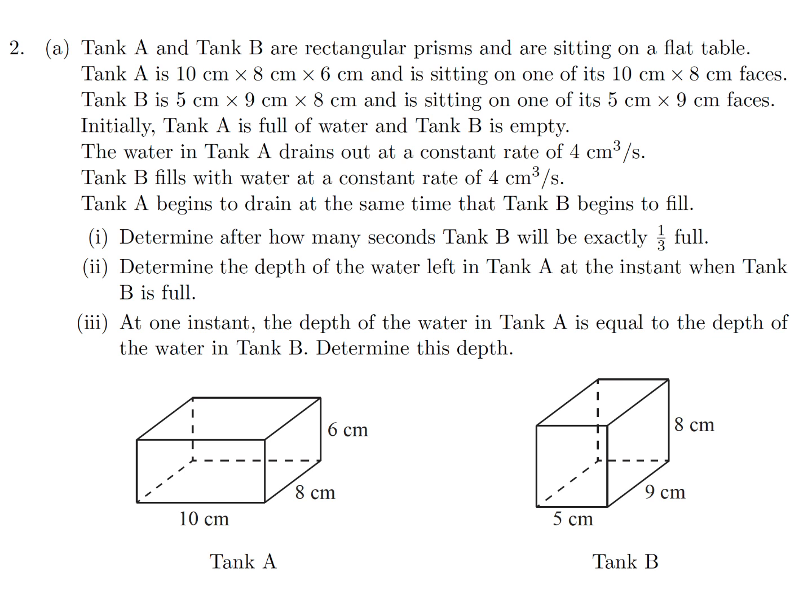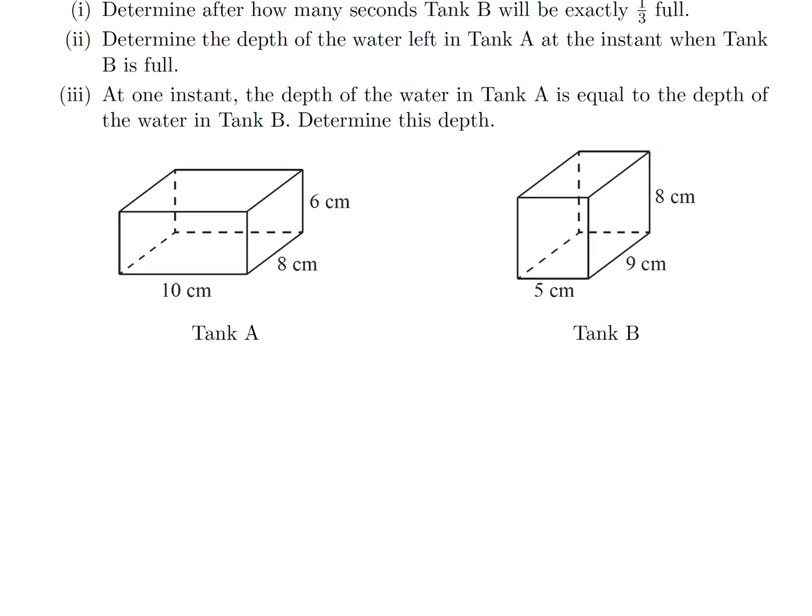The water in Tank A drains out at a constant rate of 4. Tank B fills with water at a constant rate of 4. Tank A begins to drain at the same time that Tank B begins to fill. Determine in how many seconds Tank B will be exactly 1/3 full.